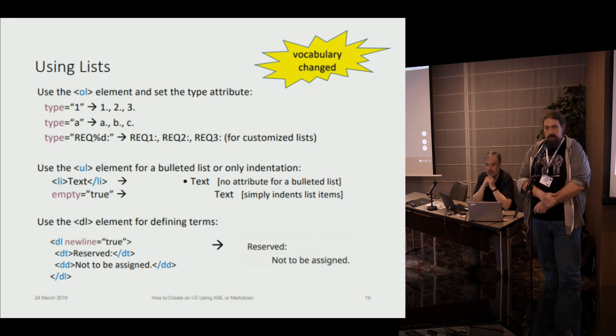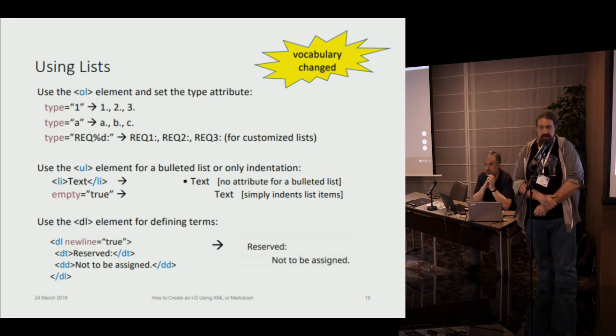Also new here is differentiated list types. Before, you might have been used to putting in list and T elements in order to render things out, and having to do some fiddling with attributes. Now there's differentiation between ordered lists, unordered lists, and definition lists.